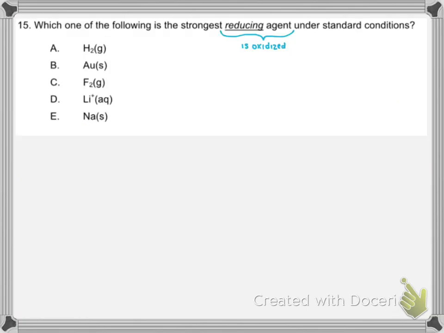In this problem, we want to find the strongest reducing agent. So the first thing you should do is recognize that reducing agent means we're looking for something to be oxidized. So we can consult our table of standard reduction potentials, and remember, we're reversing the reactions. So for all of these, we're looking for them to be on the right-hand side, the product side of the reactions given in our reduction potential table.